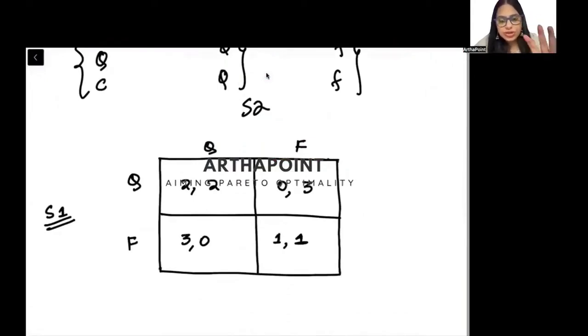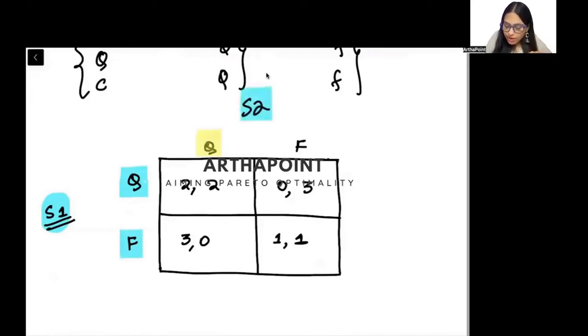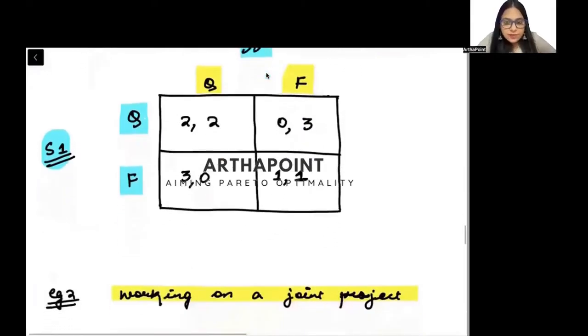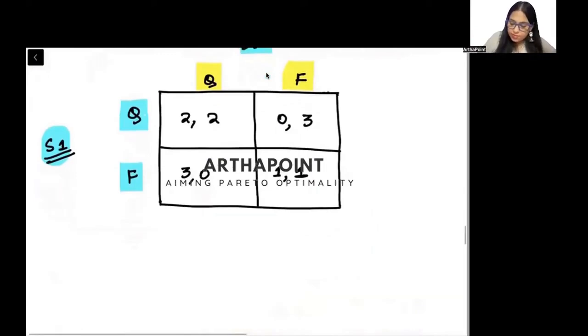Now I need to convert this into a box. This is the most tricky part, so check here. To convert this in a box, I have written suspect 1 here and his 2 strategies, quiet and think. Suspect 2 here and his 2 strategies, quiet and think. I will first fill for suspect 1.